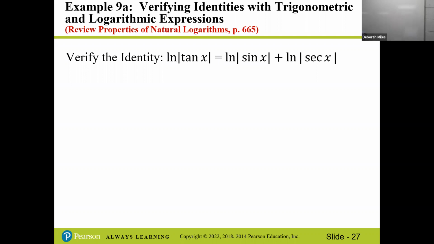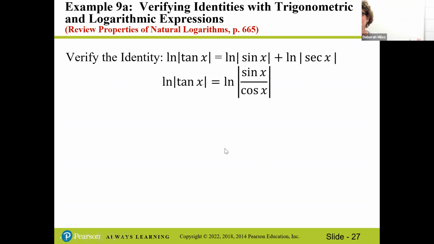Which side do you want to start with? Any, miny, mo, doesn't matter. I'm not sure which one I typed. Looks like I started with the left. Yeah, I started with the left. I wrote natural log of absolute value of tangent x is the same as natural log of sine x over cosine x, because that's the definition of tangent, sine over cosine. So far, so good. And then I just used the property regarding natural log of a quotient. It can be written as what?